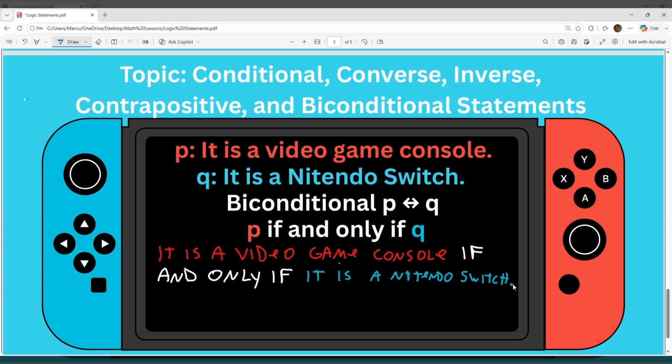Now, again, does that mean this statement is true? Not necessarily. But again, we're not doing truth tables for this video. We're only going over the statements, how to write those statements.